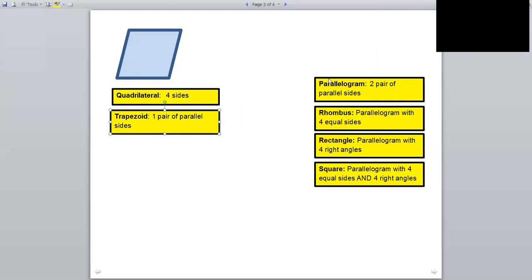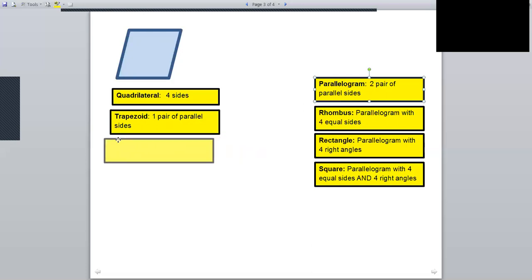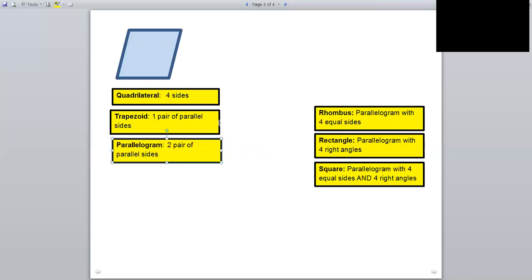Yes, we can call this figure a parallelogram because it has two pairs of parallel sides. We look at the top and bottom, they are parallel. And if we look at the right and left, you would notice that they're parallel as well. Even though these lines are slanted, if we were to continue the lines, they would never touch or intersect. So the left and right side are parallel sides.